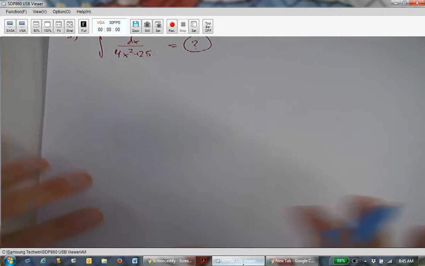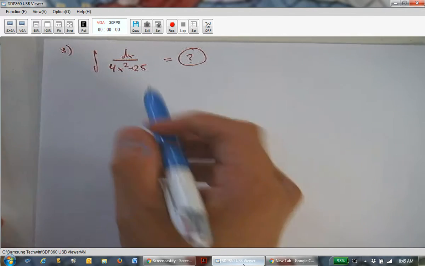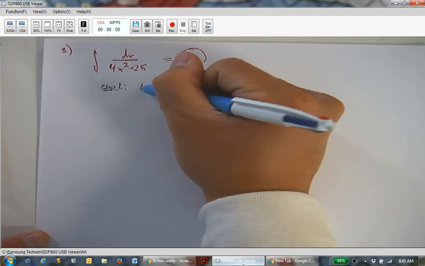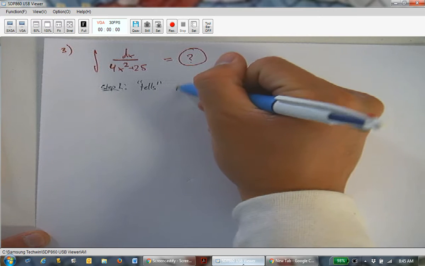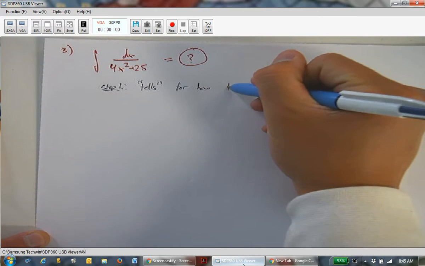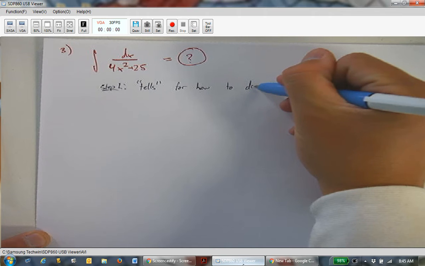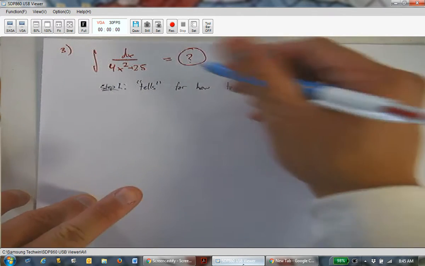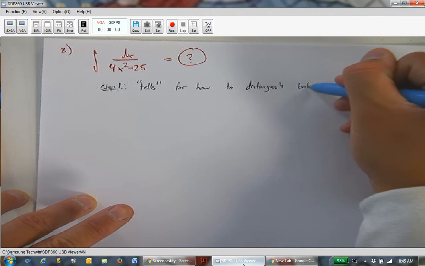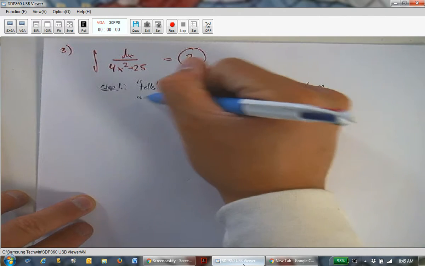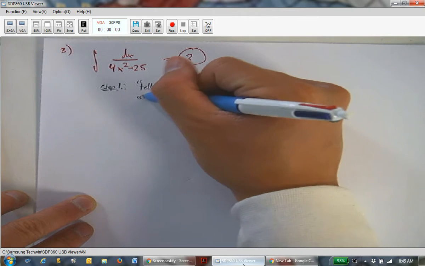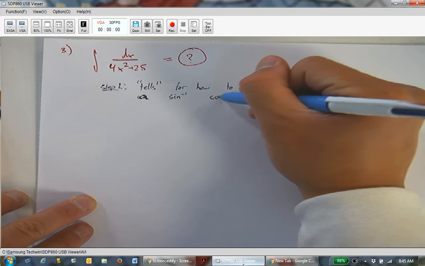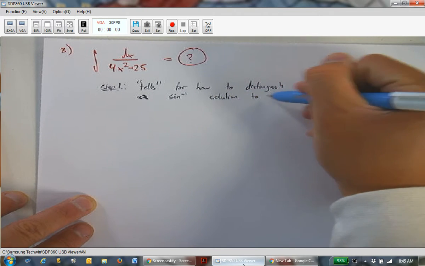First off, let's go back to the rudimentary before we go on. How did you differentiate? Step 1, I'd like you to give me some tells. I call these tells for how to distinguish between a sine inverse solution and a tan solution.